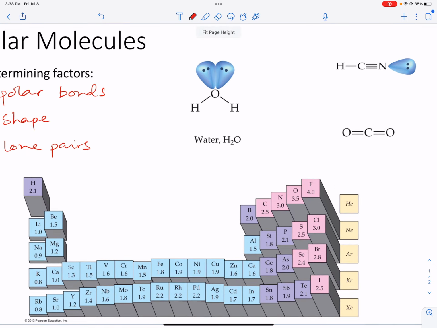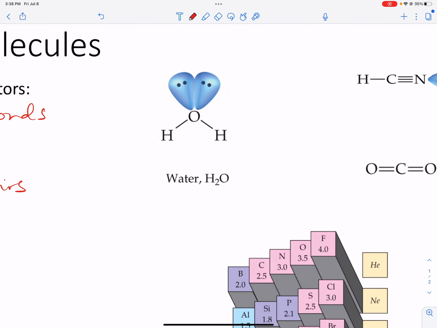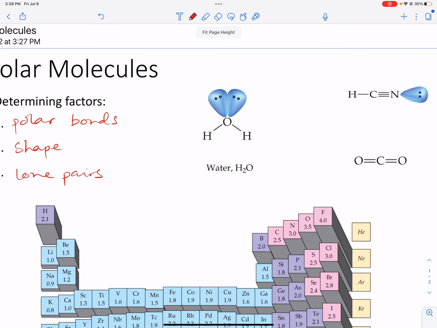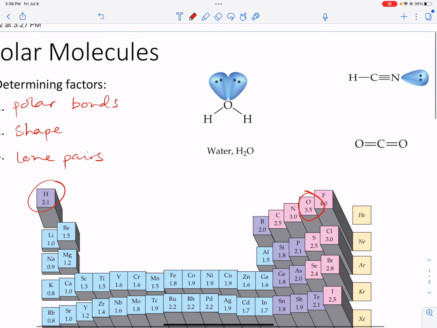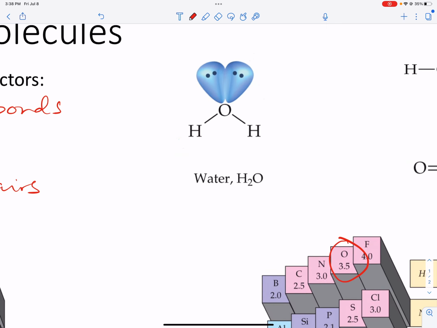So let's look at a molecule of water to walk through these three factors and decide if the molecule is polar or not. First thing you want to look at, are there any polar bonds? Okay, so you got a bond between oxygen and hydrogen, two of them actually. And remember, to decide if an individual bond is polar or nonpolar, you look at the difference in electronegativity. And I've got the chart right down here. So if you look at hydrogen and oxygen, it's a difference of 1.4, which means these bonds are polar, okay?